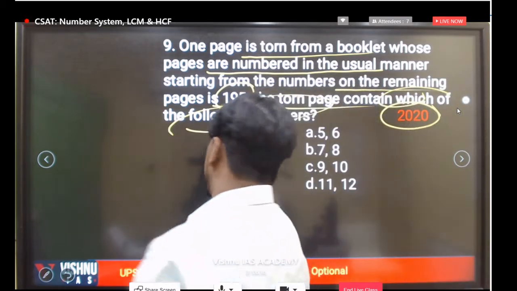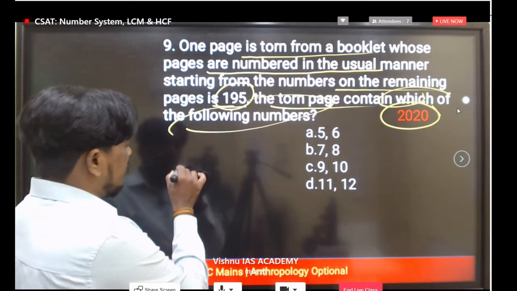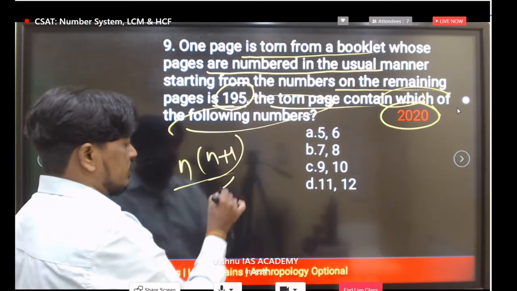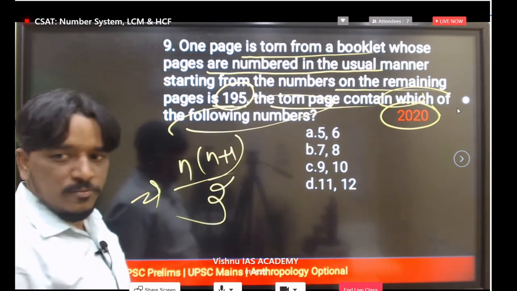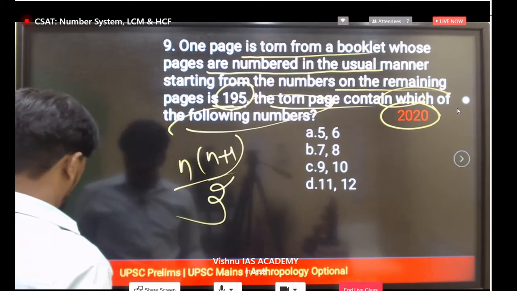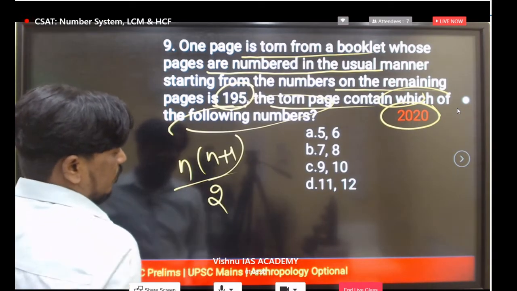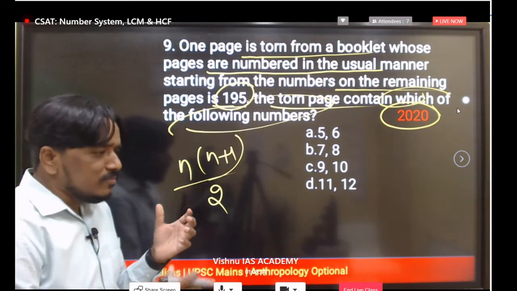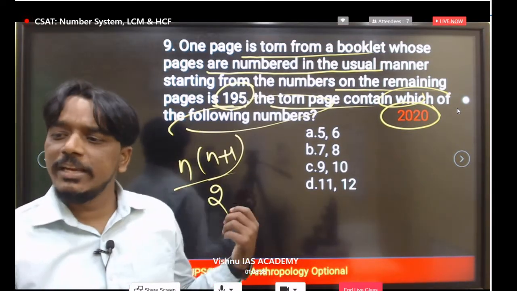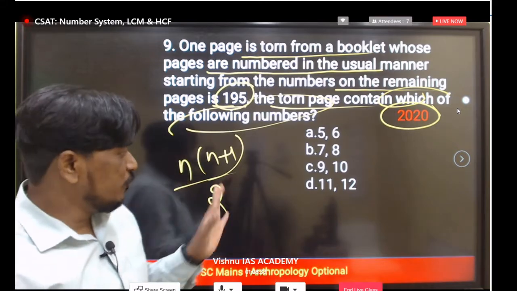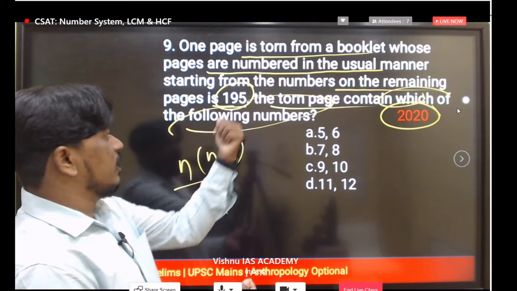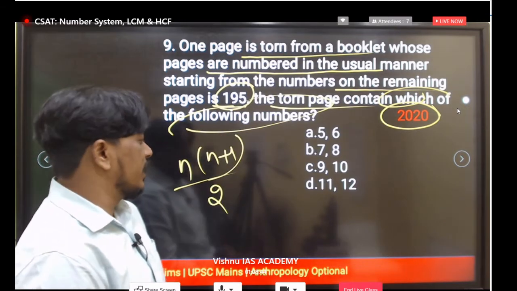It's a basic number related question only, but we should know. The sum of all the natural numbers is n into n plus 1 by 2, this formula. Just if you apply this, you will get it. Based on this, you will take the trial and error method. You can take any number, substitute in the place of n. If you substitute any number which is getting near to 195, you can take that directly.